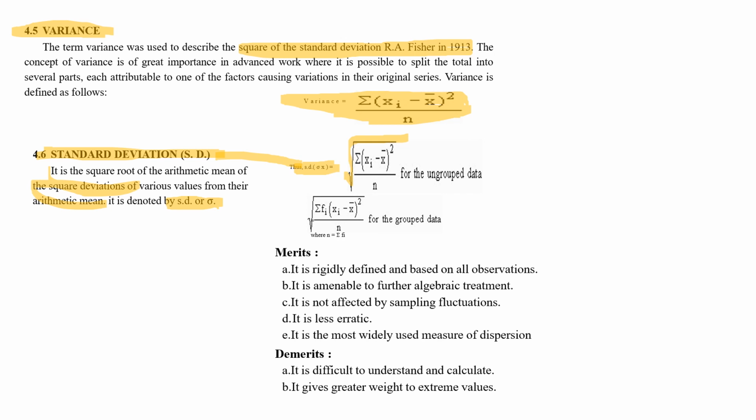If it is grouped data, okay, if just 1, 2 numbers are given like 5, 6, 8, we call that ungrouped data. If it is given as 0 to 5, 5 to 10, 10 to 15, then we call it grouped data. For grouped data, standard deviation is the square root of the summation of f times (xi minus x bar) the whole square divided by n, where n is equal to the summation of fi.